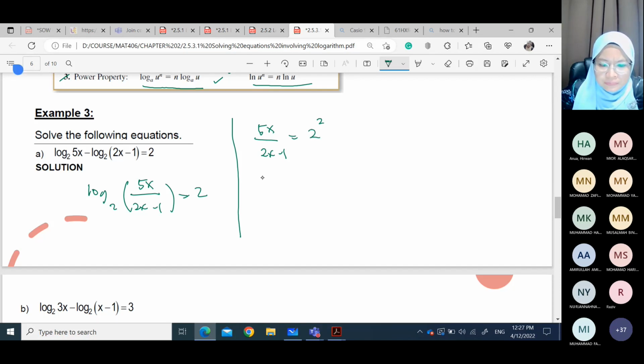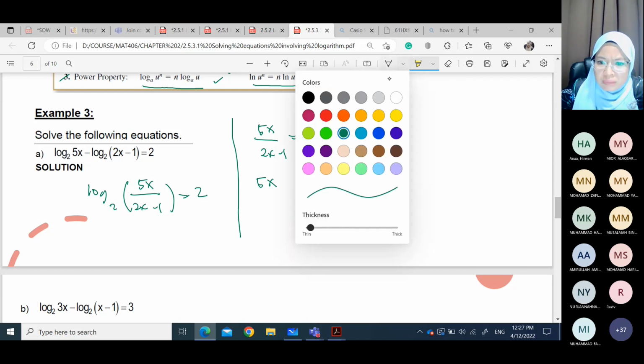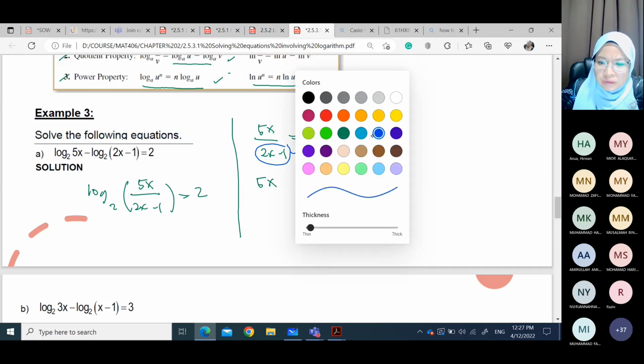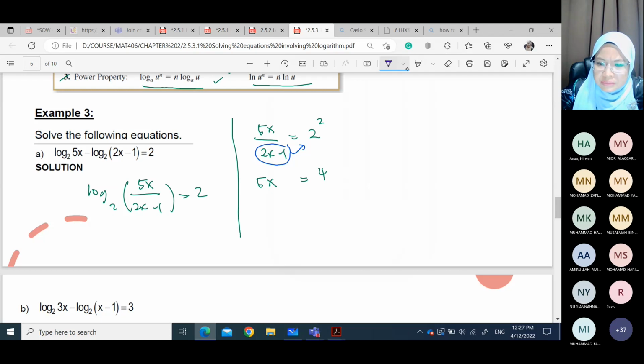Okay. So selesaikan. So 5x equals to 4. So yang 2x minus 1 ni kita boleh bawa ke sebelah dan dia akan jadi darab. Okay, bawa ke sebelah dia akan jadi darab. So now we have 4 times 2x minus 1. Kita kembangkan dia. 4 times 2x, we have 8x. 4 times negative 1, we have negative 4. Alright, so selesaikan untuk x.